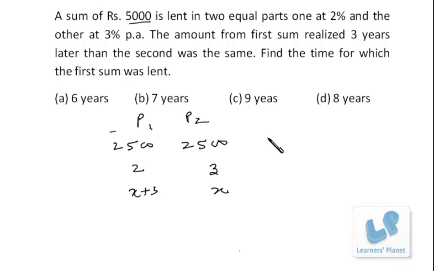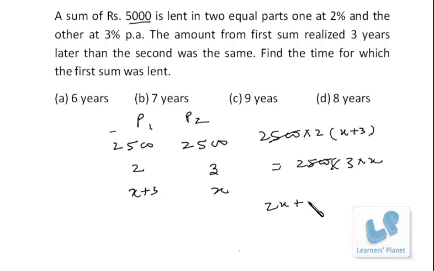So just equate the simple interest. So it's 2500 for 2 years, X plus 3, is equal to 2500 into 3 into X. Okay, just equate them. So 2X plus 6 is equal to 3X. That means X is equal to 6 years. Okay. So the second amount was invested for 6 years and the first amount was invested for 9 years. Okay. Quite a simple problem. The first sum we are asked, so it's 9 years.